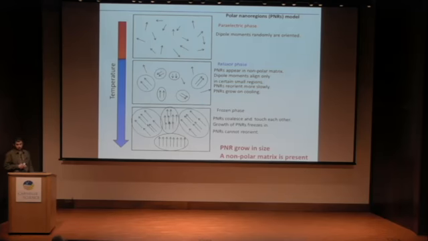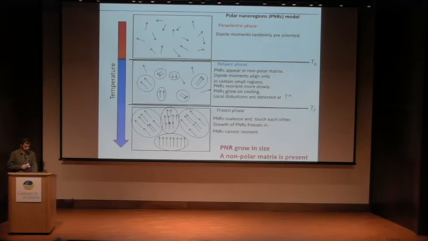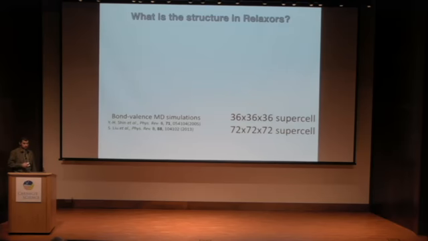So the two main features of this model that I'm going to talk about are, first, that polar nanoregions grow in size as you go from high to low temperature, and secondly, that you have this non-polar matrix. This is the model, and it has been questioned recently by several works, experimentally, for example by the work of the previous speaker, and theoretically by us and others. The question is, what exactly is the structure of relaxors? These are complex systems, so it's very hard to know what exactly is going on, even to describe it mathematically.